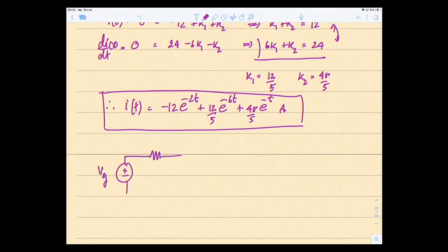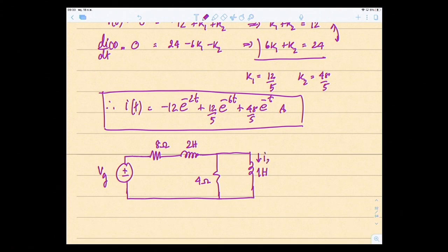So in this case, you don't have an RLC circuit, but you have two inductors, so two energy storage elements. So 8 ohm, 2 Henry, 1 Henry, and 4 ohms. And we want to find I2, which is here. Find I2 of t given vg of t is equal to 20 cos 4t volts.